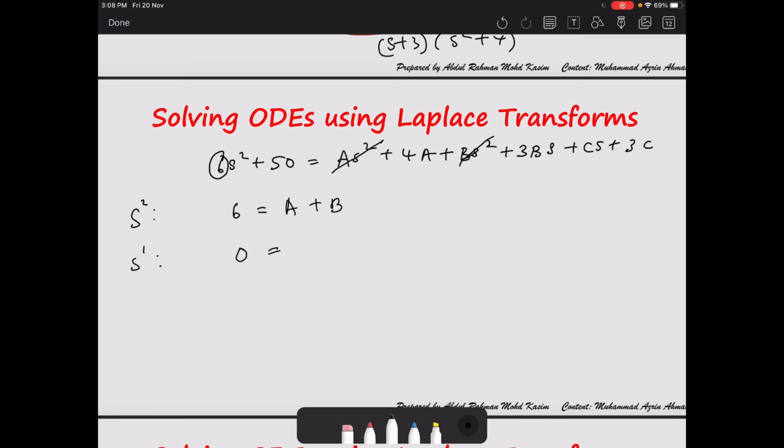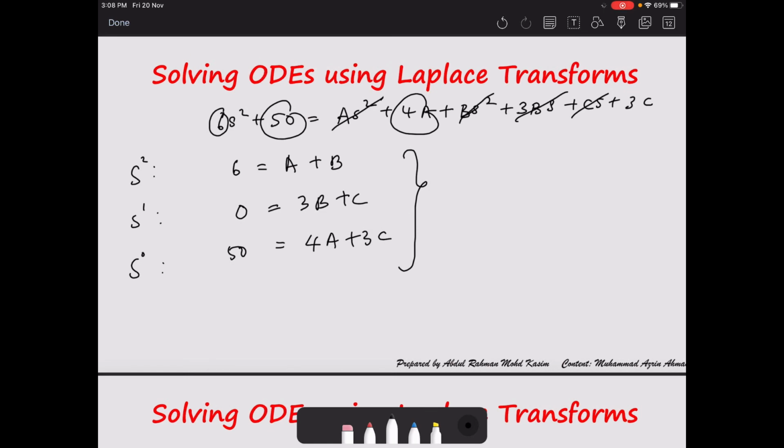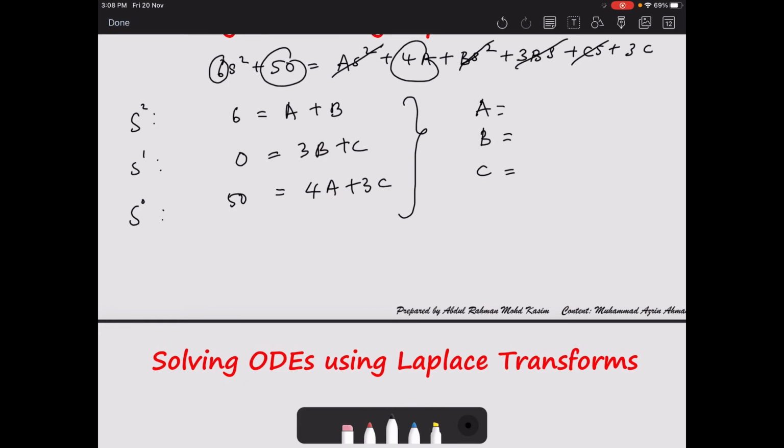What about the right hand side? We have 3B, and then we have C. And then finally for the s power of 0, we have a number, 50, and here we have 4A and 3C. So you need to solve these three equations simultaneously and find what is A, what is B, and what is C. I believe that you understand. You may use the calculator, then you will end up having the value of A is 8, B is minus 2, and C is 6.